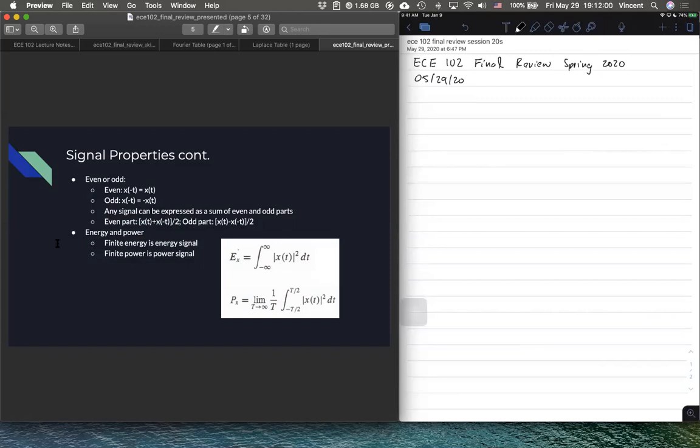And then another measure we're interested in is energy and power. If a signal has finite energy, we call that an energy signal. And if it has finite power, we call that a power signal. A finite energy signal is usually something that decays like an exponential that goes down, like a transient. An example of a power signal would be something periodic, like a sine wave. That has infinite energy because it goes on forever. But if you look at just a single period, then the power is finite. And those are just the two definitions for those two things.